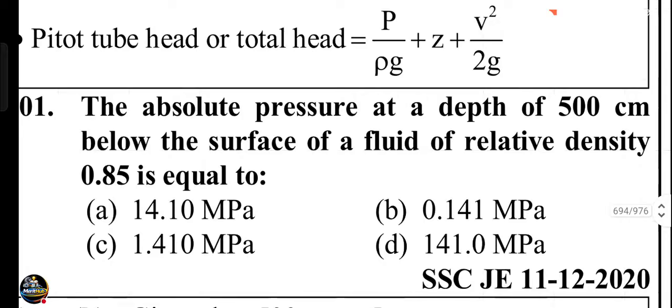So in the sessions we discuss the previous year questions. This session is only for mechanical engineers. Okay, let's start the session.